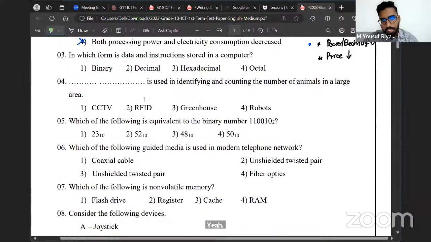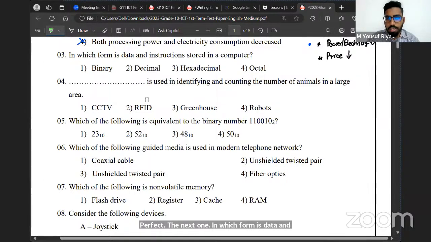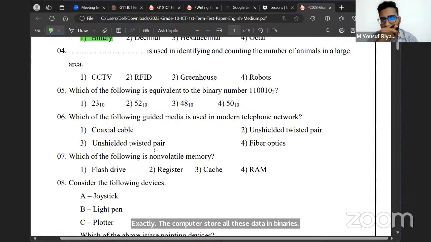Perfect. The next one. In which form are data and instructions stored in a computer? Exactly. Computers store all this data in binaries. Perfect. The next one. Dash is used to identify and count the number of animals in a large area. We learned this in the first lesson. How do we identify? Using RFID, radio frequency identification device. Using that, it's like marking attendance of the cows and all those things.